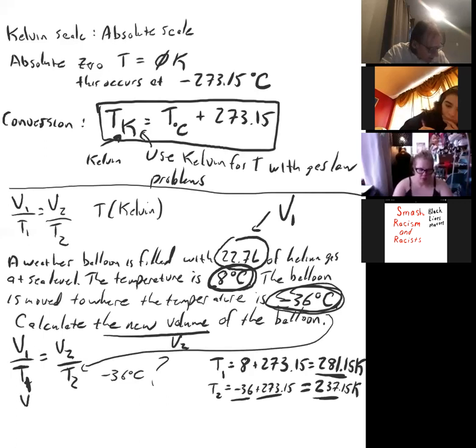Let me rewrite it down here so I have room to do the algebra. Gosh, why do I keep doing that? I keep calling that T2. Something about the way the brain works.